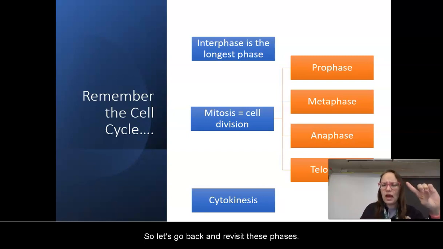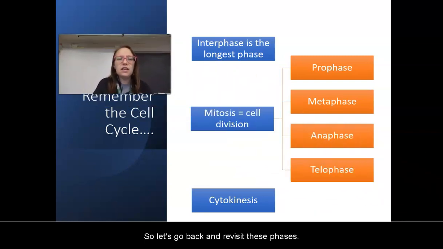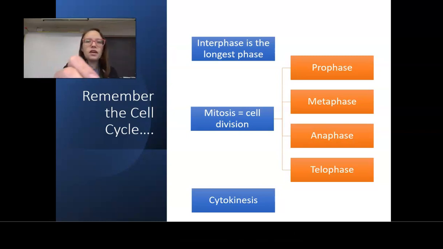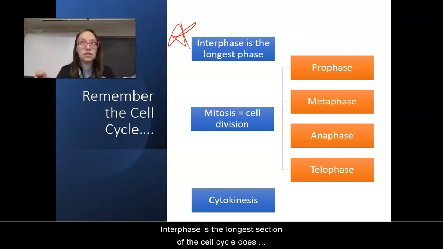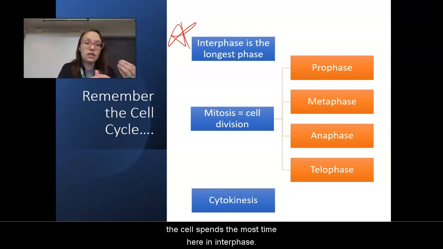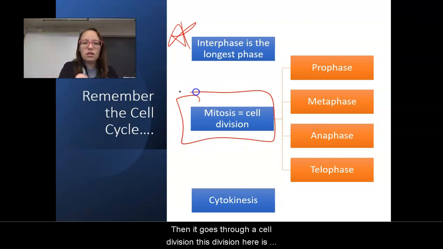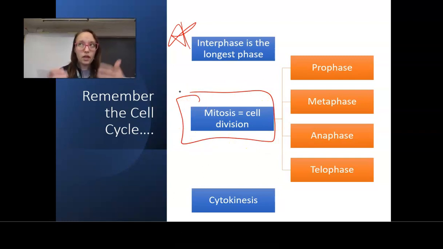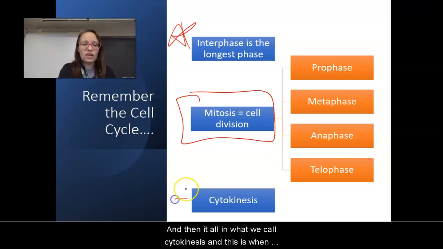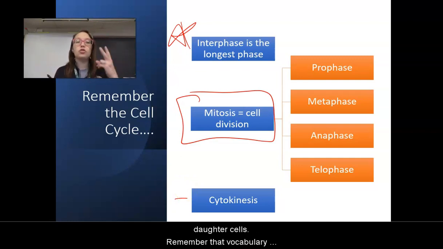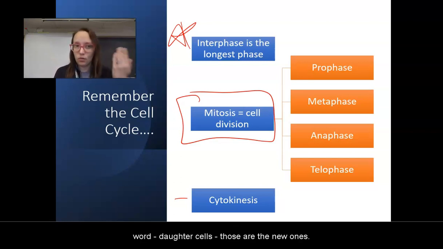So let's go back and sort of revisit these phases. If we break it up in general, interphase is the longest section of the cell cycle. The cell spends the most time here in interphase. Then it goes through a cell division. This division here is called mitosis. And then it all ends in what we call cytokinesis. This is when the two cells actually pinch off and we have two new daughter cells. Remember that vocabulary word, daughter cells, those are the new ones.